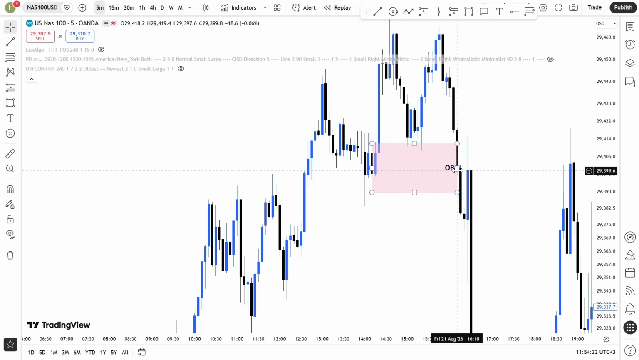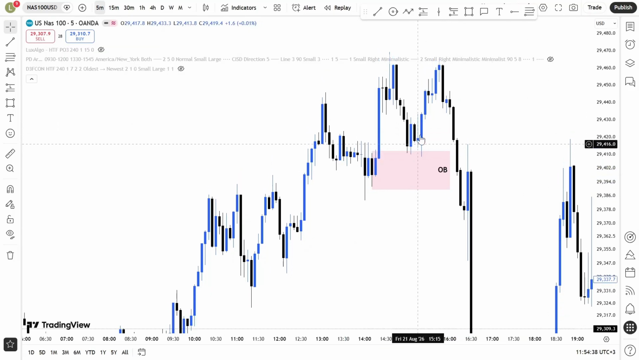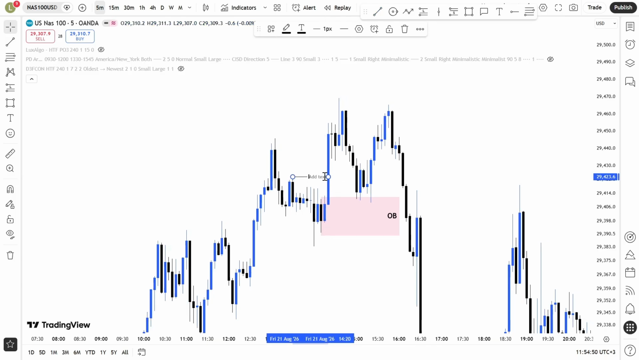Okay. We expect that when price comes into this zone here, it's supposed to react, right? What happens? When price retraces up into this zone, it reacts and pushes up. So we see a break of structure to the upside. So we have a BOS, break of structure, to the upside.